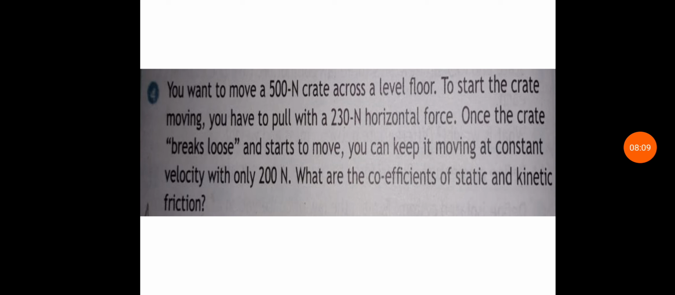Here we will find the coefficients of static and kinetic friction. Now the given data is the normal force Fn equals 500 Newton, force of static friction Fs equals 230 Newton, and force of kinetic friction Fk equals 200 Newton. Required is mu s and mu k. The formula: mu s equals Fs divided by Fn, and mu k equals Fk divided by Fn.